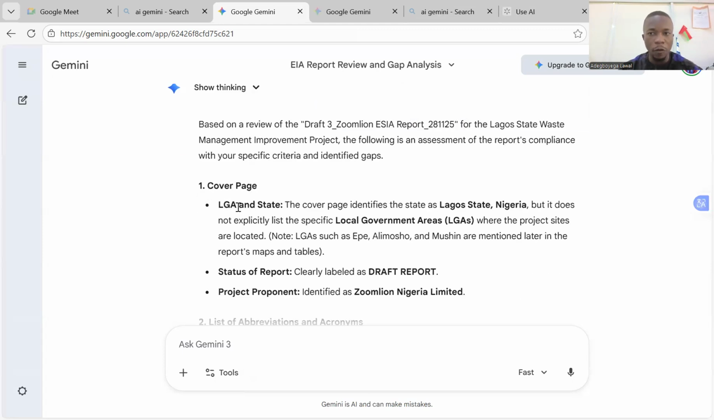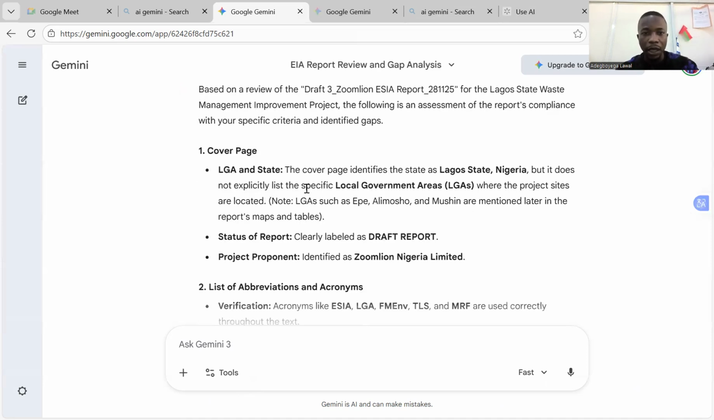Cover page, it says the local government and state. The cover page identified the state as Lagos State, but does not explicitly list the specific local government areas where the project sites are located. Note, local government areas Ikeja, Alimosho, and Mushin are mentioned. So in the report, they mentioned Ikeja, Alimosho, and Mushin as the local government areas where the project is located, but it was not captured in the cover page. So this is a comment I can extract and copy and place on the cover page. I've done that already. I'll show you my comments later.